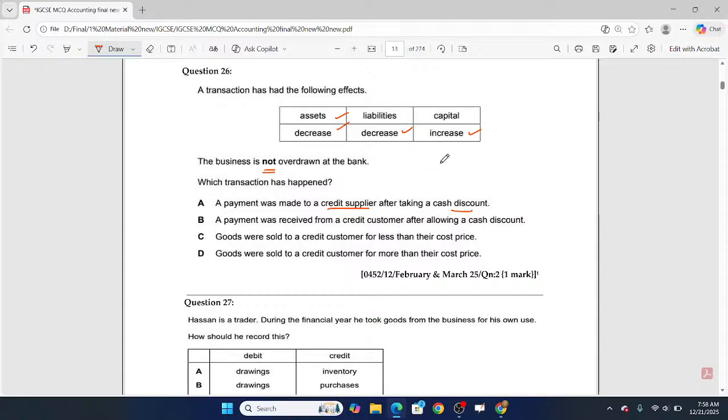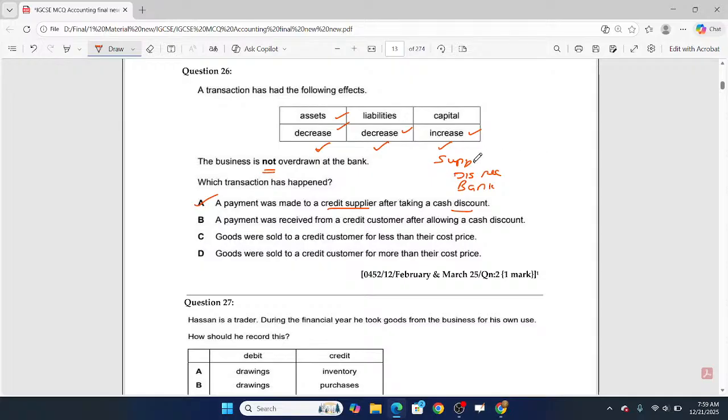So what's the journal entry here? Supplier account debit, discount received, and then bank. So in this case, asset decreases, correct? Discount received is an income for the owner, so capital increases, and supplier is a liability, that also decreases. So A is the correct one only. Anyhow, we have to cross check with others also. Clear? Whenever you face these types of questions, imagine some journal entry as well as ledger posting, and guess easily.